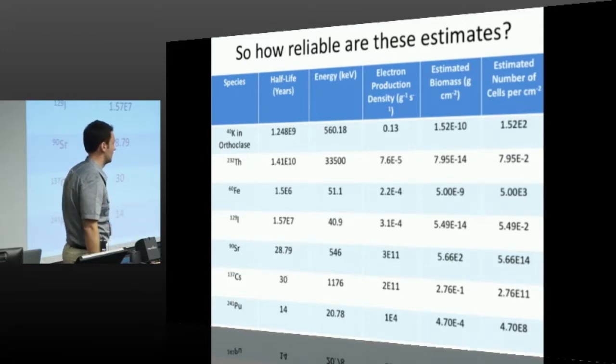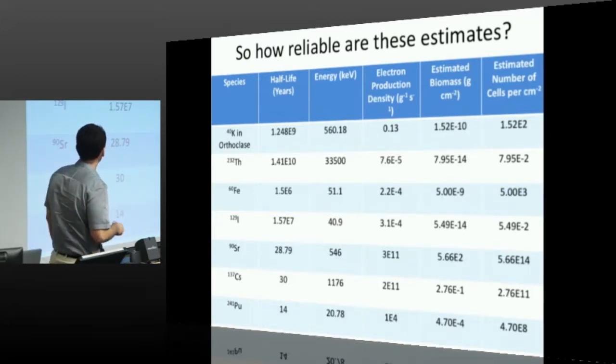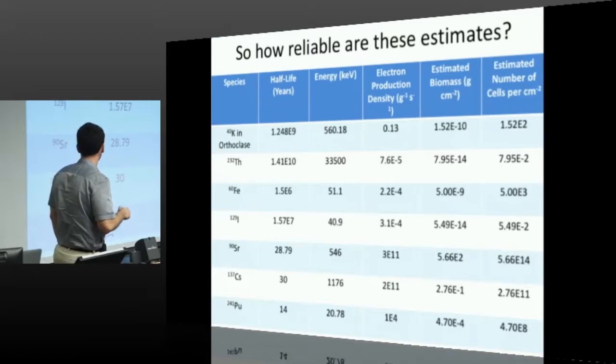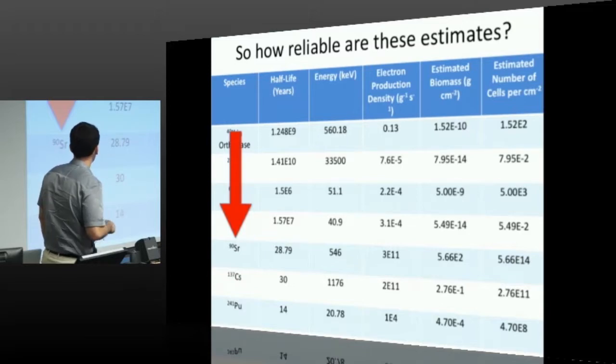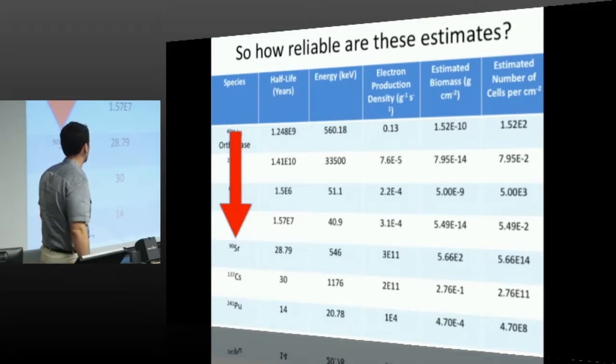One of the things that we did in Spain was we were actually looking at beta decay first. And with beta decay, when we apply these same calculations here, we didn't really get substantial amounts of biomass that were able to be supported until we looked at these guys here. And these are waste products from nuclear reactors. We also see high biomass estimates based off those.